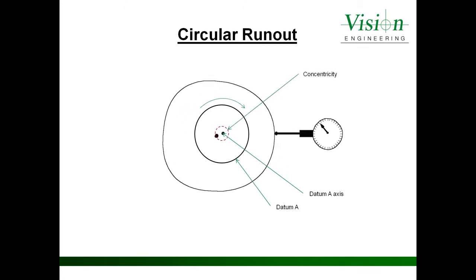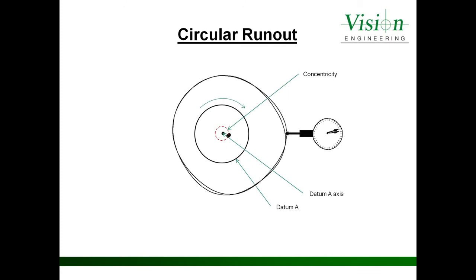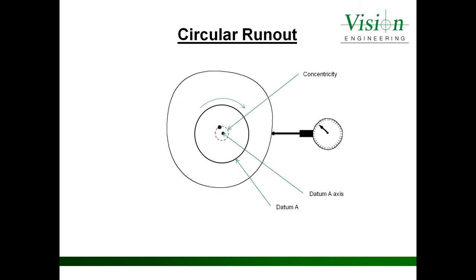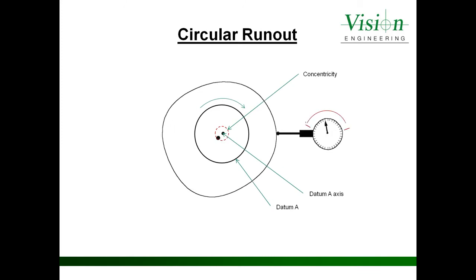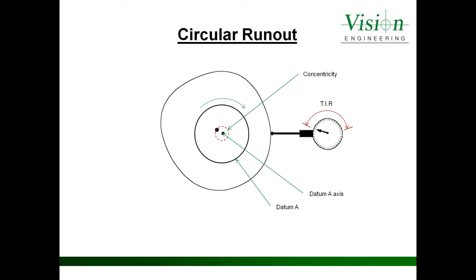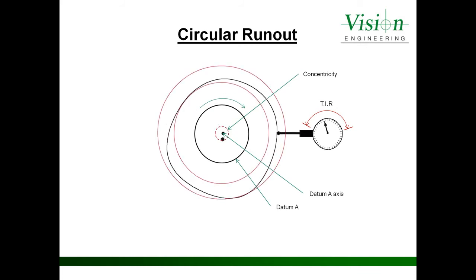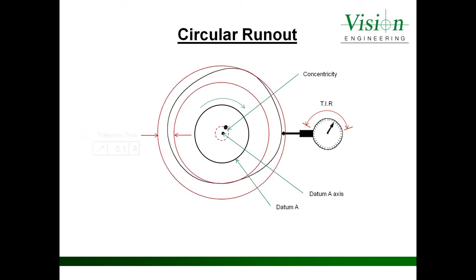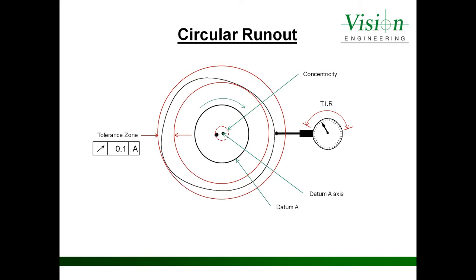Circular runout can be viewed as a combination of concentricity and roundness. Our total indicator reading is our measured circular runout value. Providing that this reading does not go outside of our tolerance zone of 0.1 millimeters to datum A, the circular runout is within tolerance. Outside of this zone, our circular runout will be considered out of tolerance. Now let's have a look at measuring circular runout in our readout.